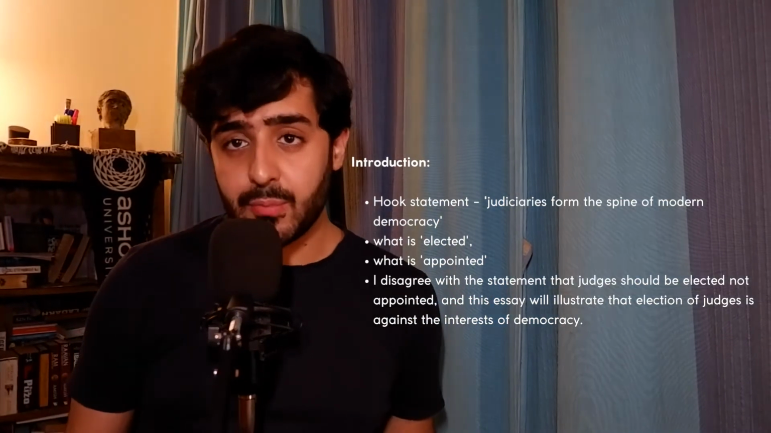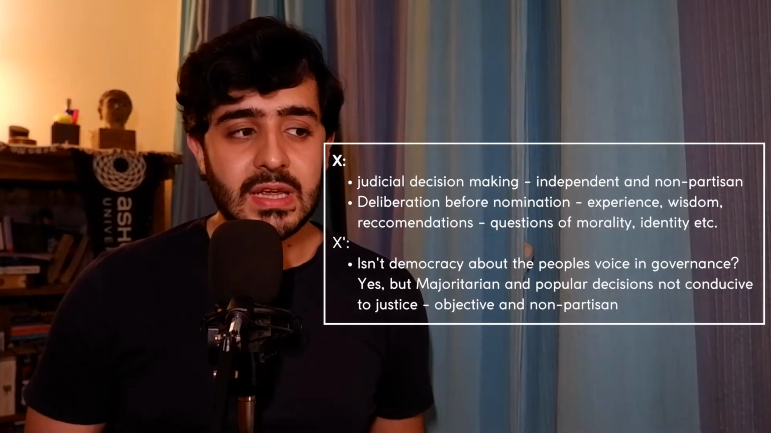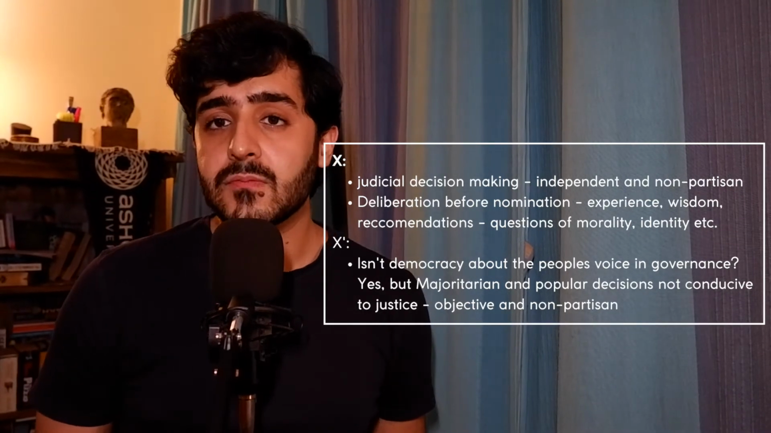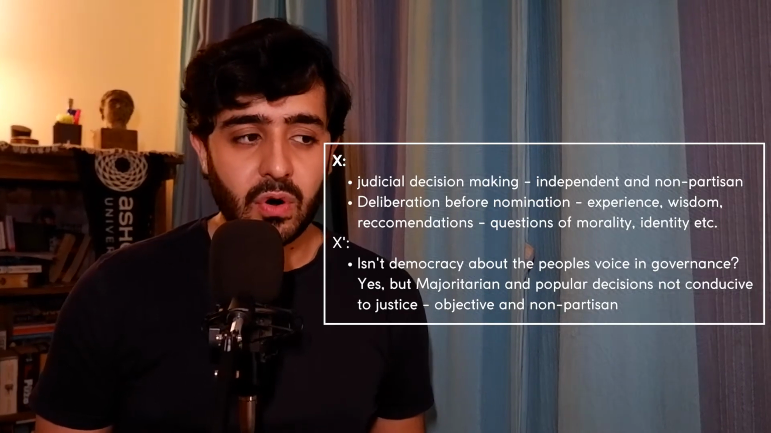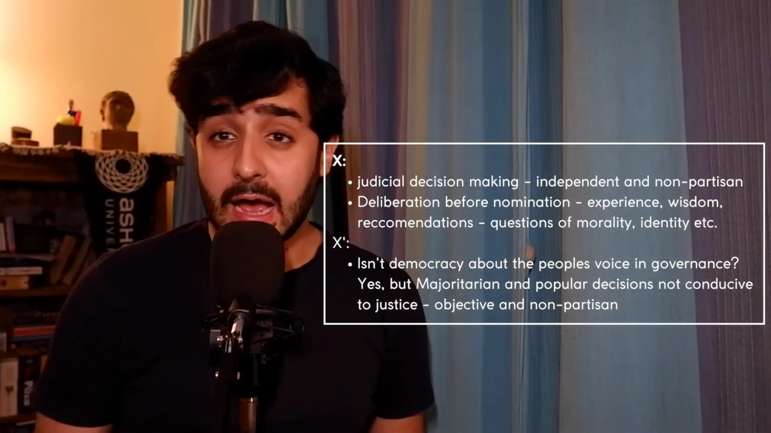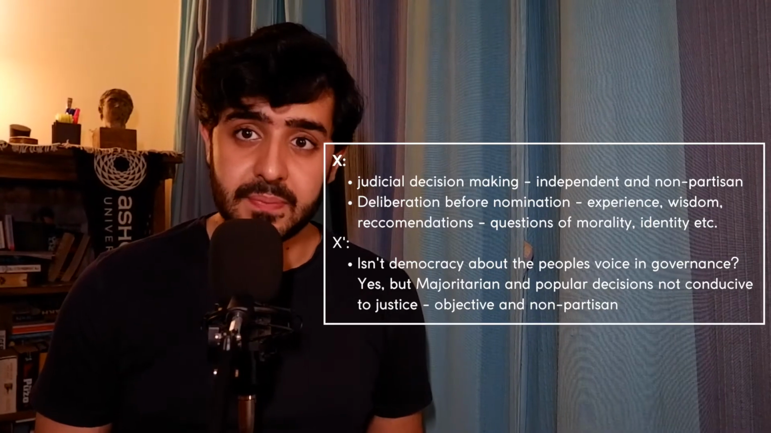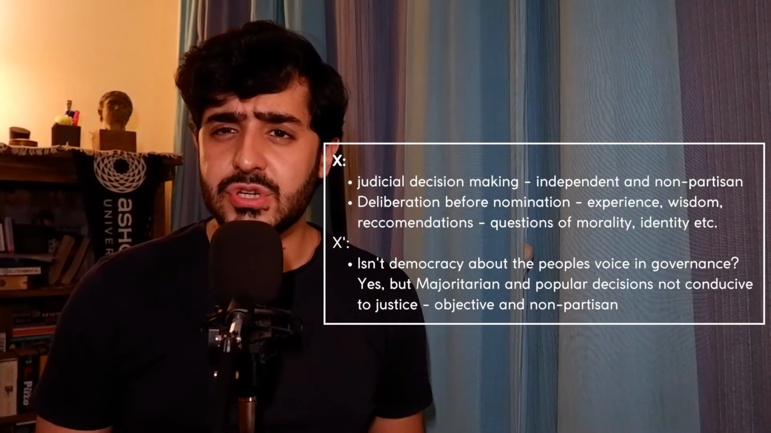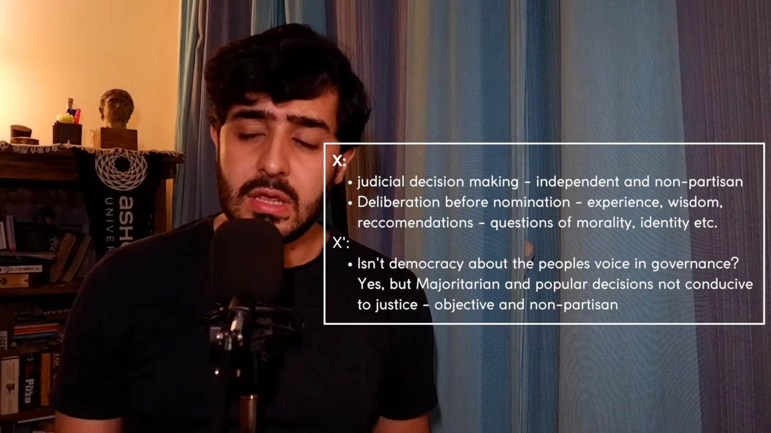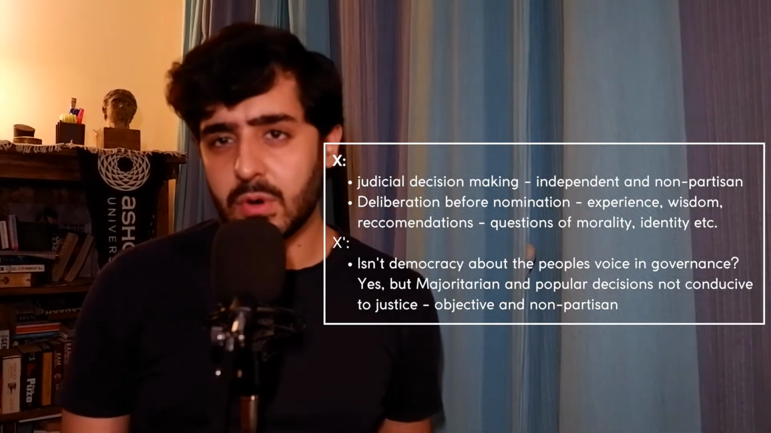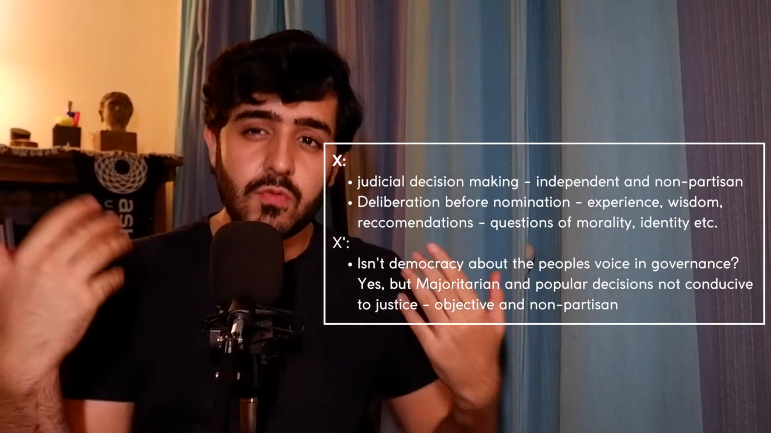Let's look at X, main body, X. Now, judicial decision making needs to be independent and non-partisan, because judicial decision making involves questions of morality, identity, nationalism, which requires an element of independence and non-partisanship. And if the judiciary were to cater to a certain section of the population or a certain individual, the goals of the judiciary will not be able to be met. We will not be able to have those questions, those discussions. We will not be able to move towards a more moral society.